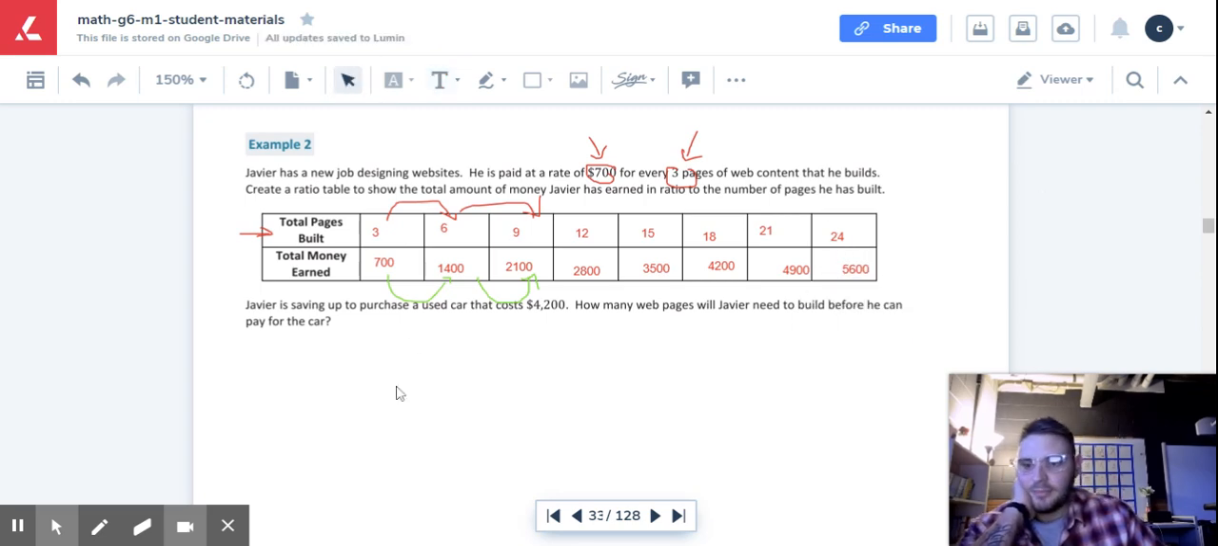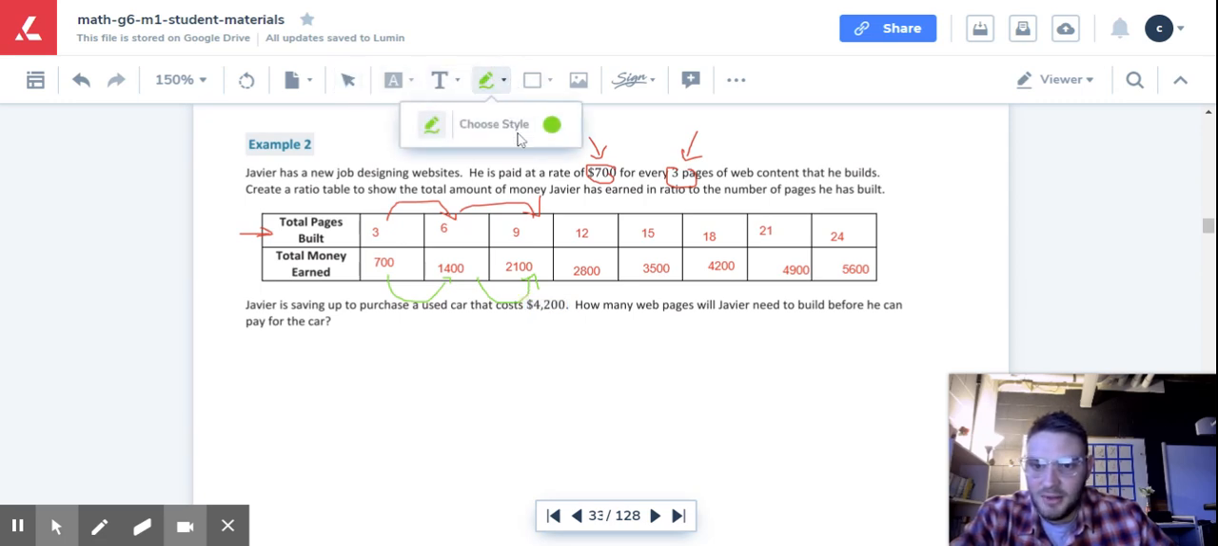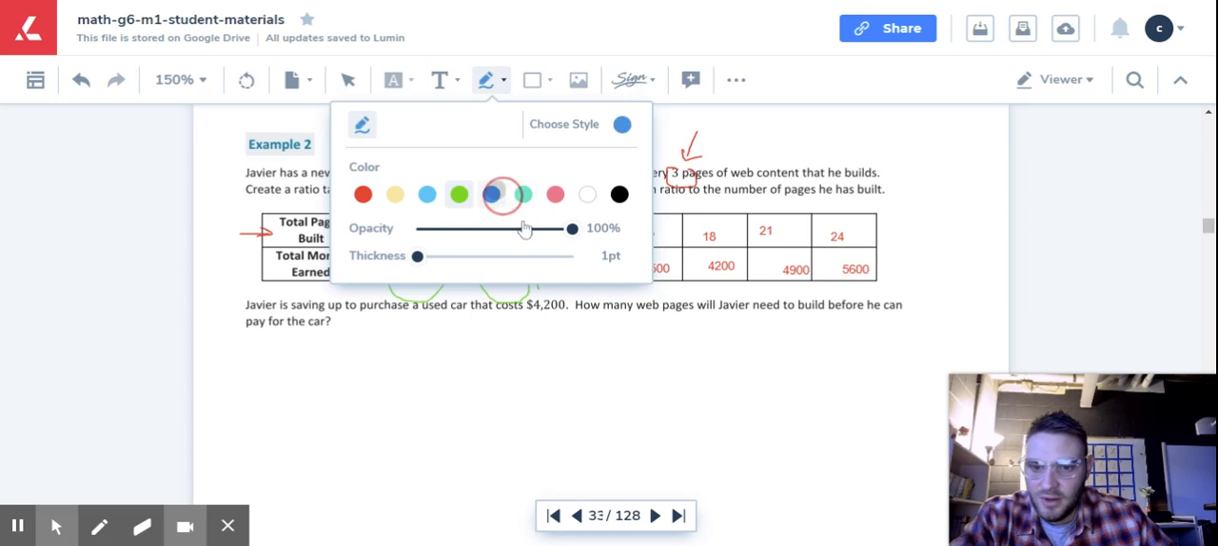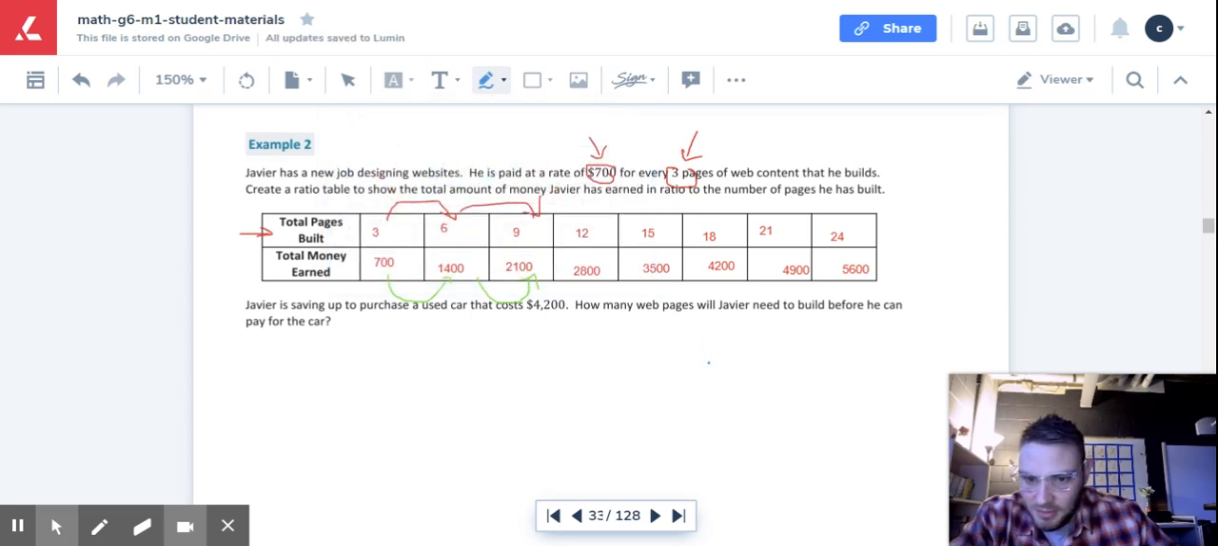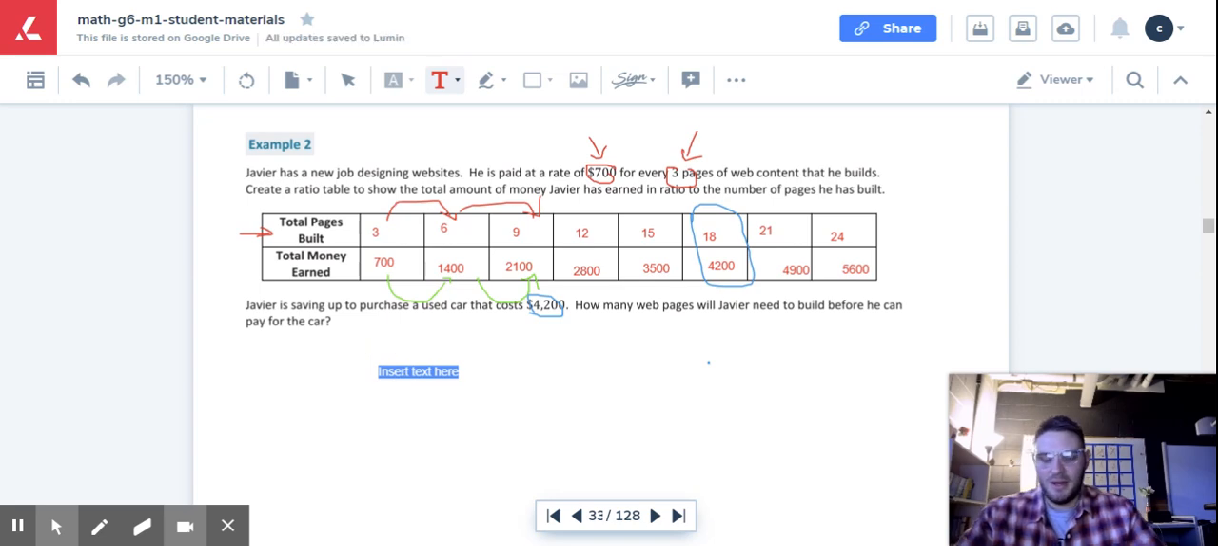Okay. Now, the next part of this problem says Javier is saving up to purchase a used car that costs $4,200. How many web pages will he need to build? So this table actually already got us there. If you want to take a look right here, it says he needs money, $4,200. Okay, not here, not in the 2,100. It's actually going to be right here. Okay, so after 18 pages, Javier can go ahead and buy that car.